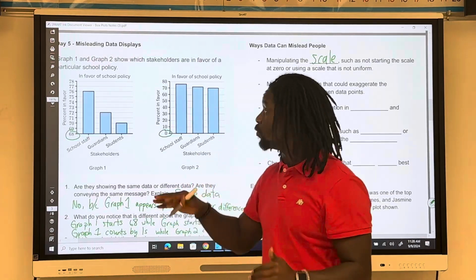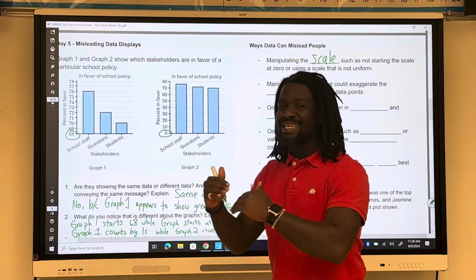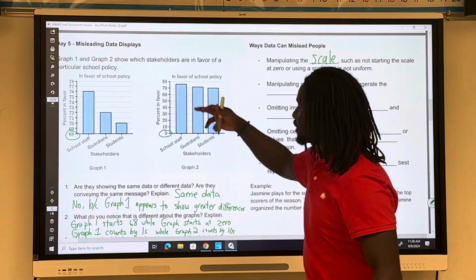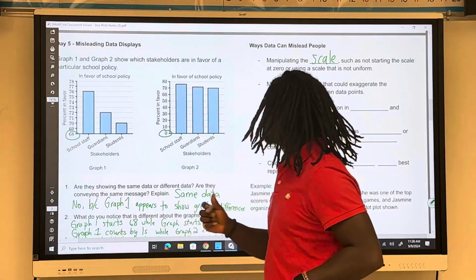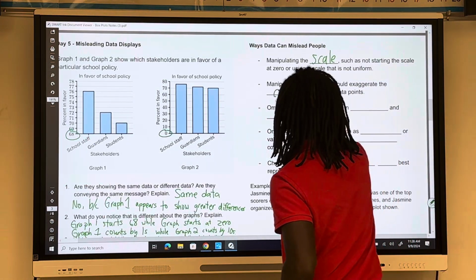So that's exactly what was different here. This one didn't start at 0, and this one counted by ones, this one counted by 10, showed a different scale. All right, manipulating intervals that could exaggerate the distance.